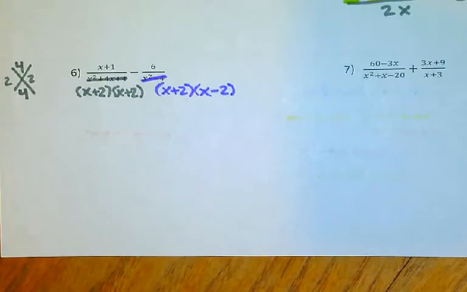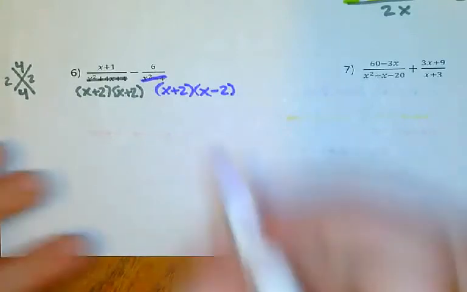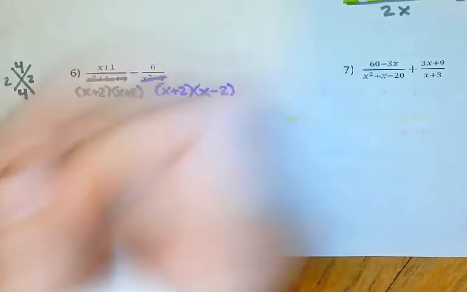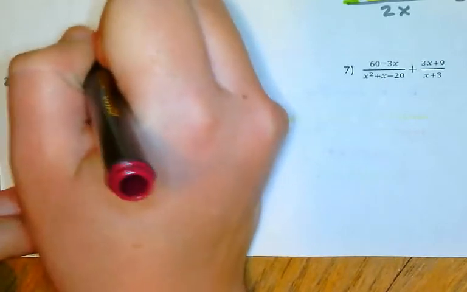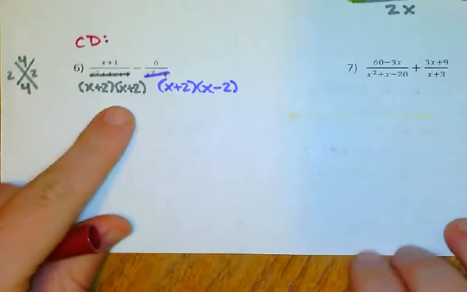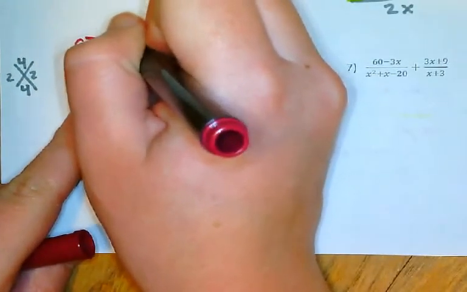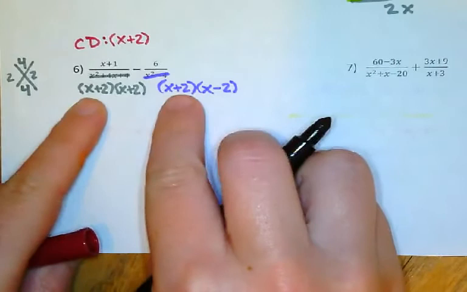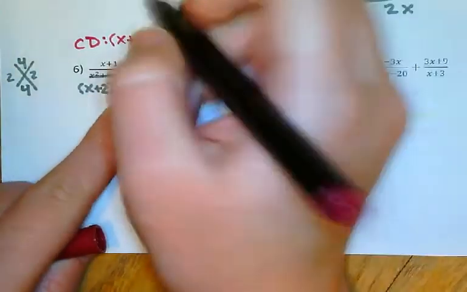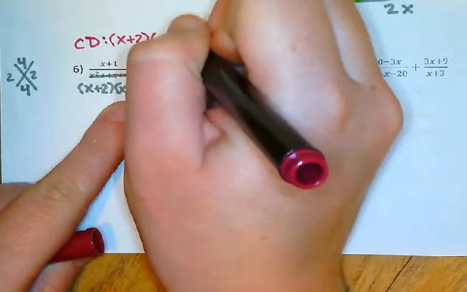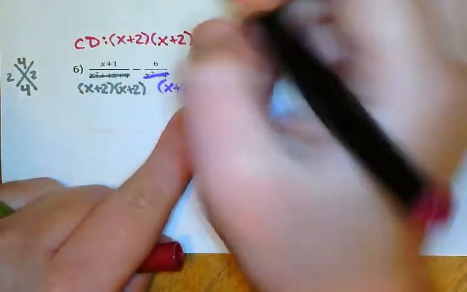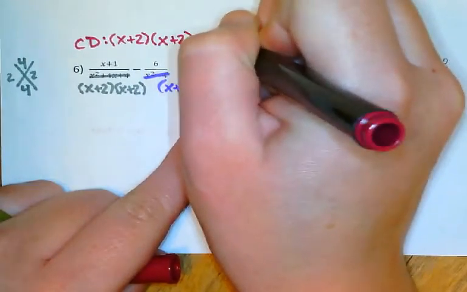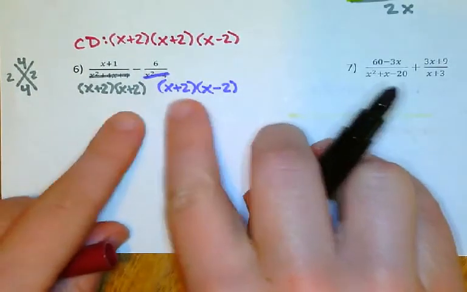So, for our common denominator here, I'll do it in the red since it's a different color. They both have an x plus 2 in common, but this one has a second x plus 2. So we're also going to need another x plus 2, and our other fraction has an x minus 2. So this is what we need to see in our denominators.